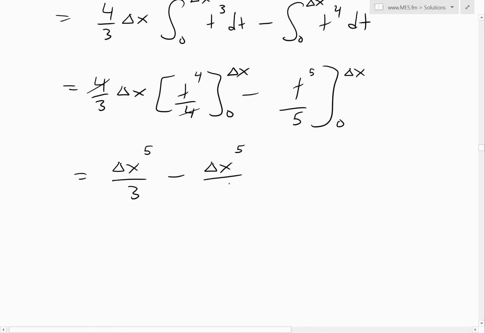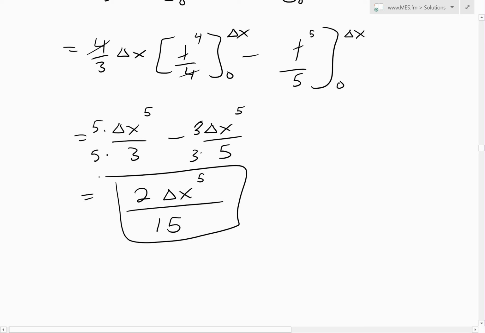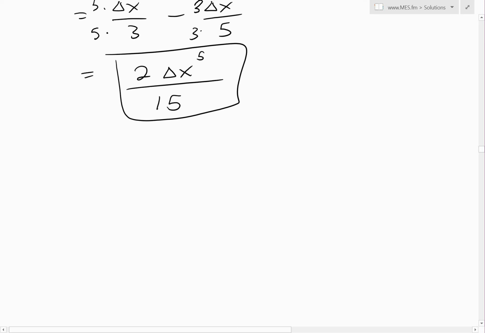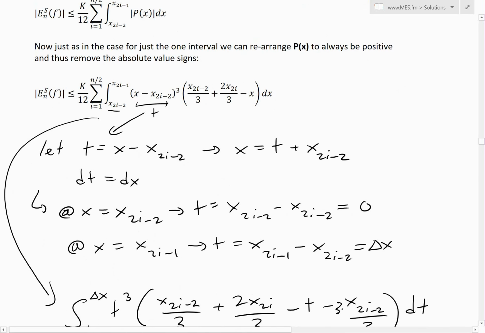over 5. And now we multiply by a common denominator, so times by 3, times by 3, times by 5, times by 5. This equals, now factor out the delta x to the power of 5. We get 5 over 3 over 15. This is just 2. I'll just put that in to simplify it quicker. So 2 delta x to the power of 5 like that. So that is what our integral of the p of x is. So now we just have to sum it up and times by k divided by 12.